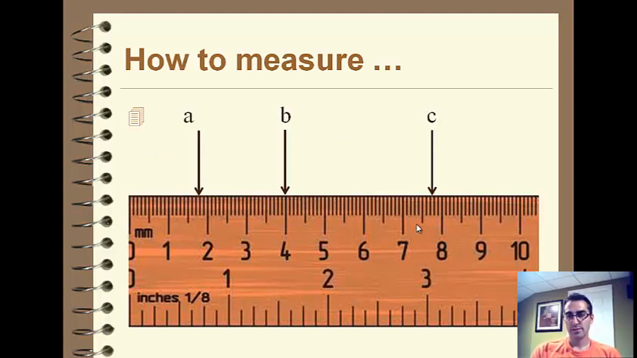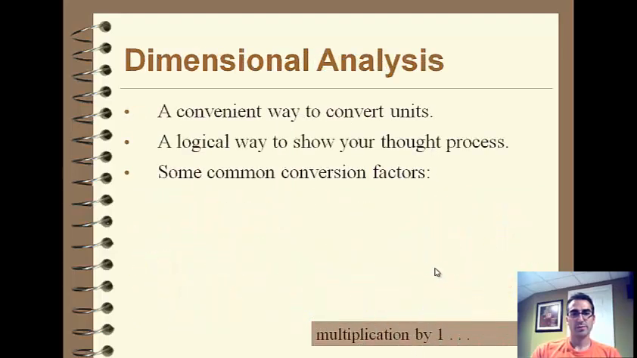This last example is 7.75. So for C, if you said 7.75 centimeters, you were correct. Alright, so when we get into our labs, we'll talk more about measuring and how to estimate numbers in between there as well. Now, dimensional analysis.